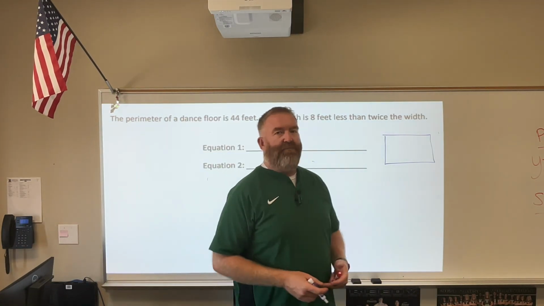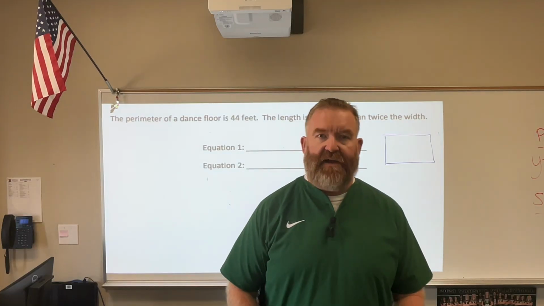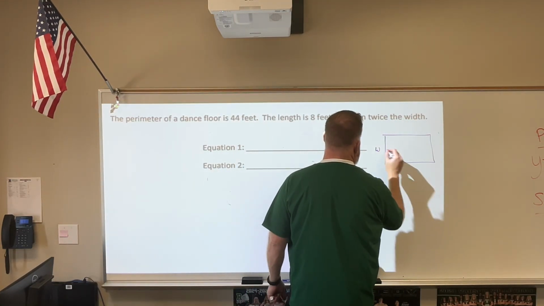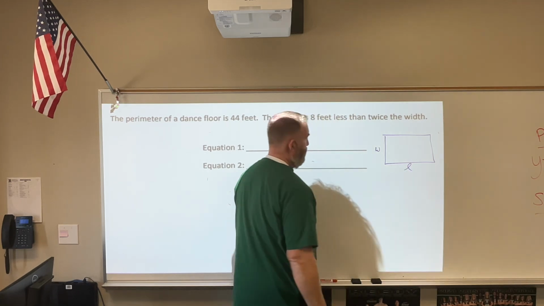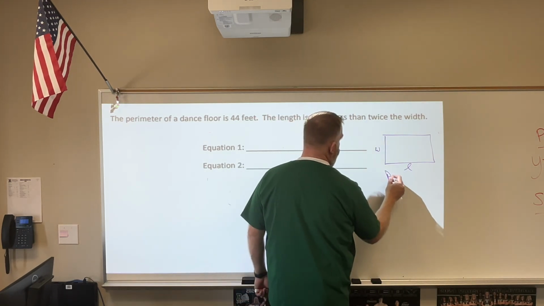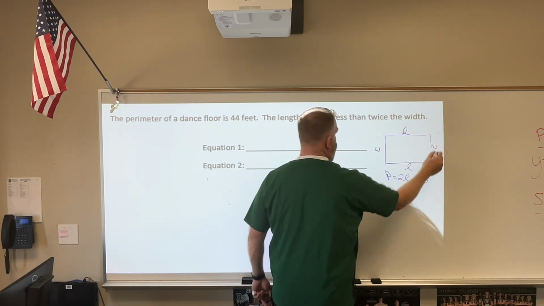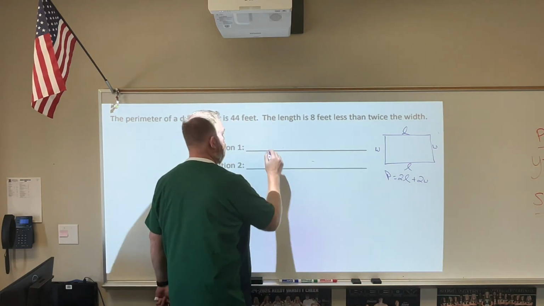Going back to middle school, hopefully you've done this before. To figure out the perimeter of a dance floor, this is the width and this is the length. The perimeter of a dance floor is P equals 2 times the length plus 2 times the width. In other words, there's 2 lengths and there's 2 widths. Hopefully you remember that. So that's my first equation.